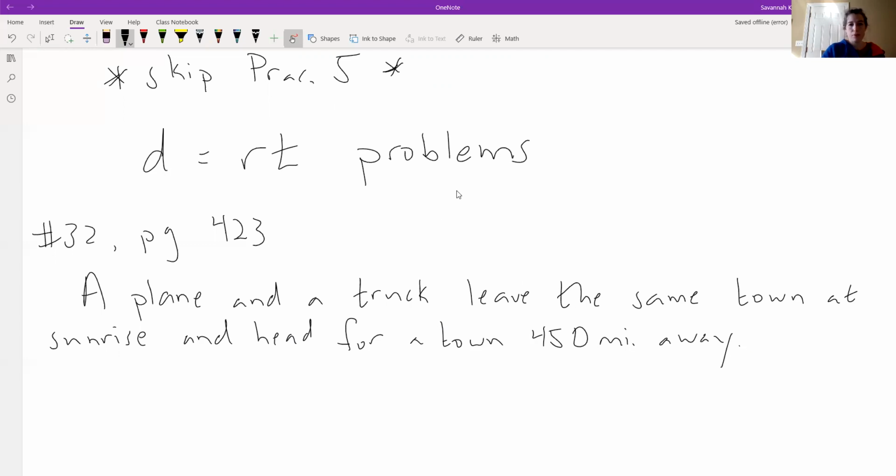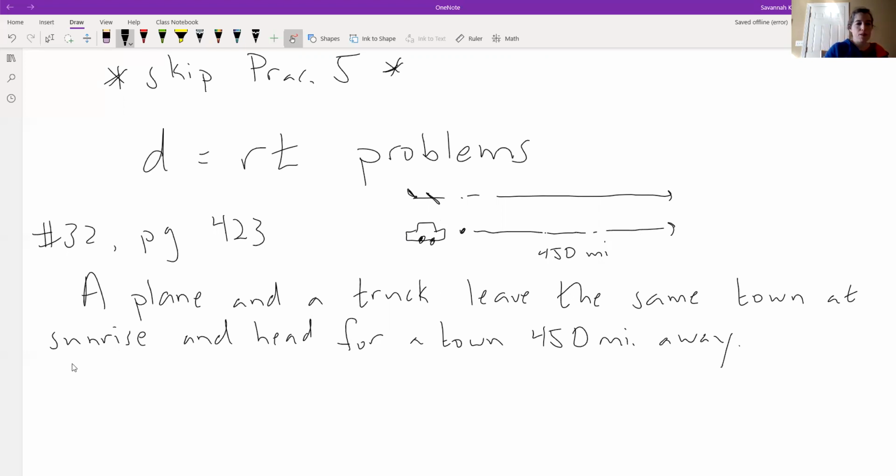You've got a plane and a truck, one on the ground, one up in the air, and their goal is to get the exact same distance. And if I were a better drawer, there's my plane. There is my truck. The plane looks tiny compared to the truck, but that's because it's up in the air, right?